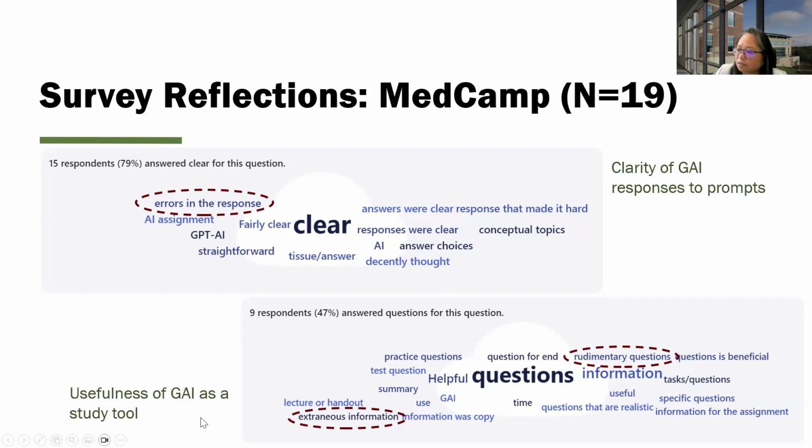Usefulness of the AI as a study tool. Most of them felt that it was useful to provide practice questions. There was also at least one who stated that it gave them an idea of where to start and also provided a vocabulary bank to use. However, they did stress again that there was oftentimes extraneous information, or for some, there were rudimentary questions that were not at the level that we would ask them during an examination.